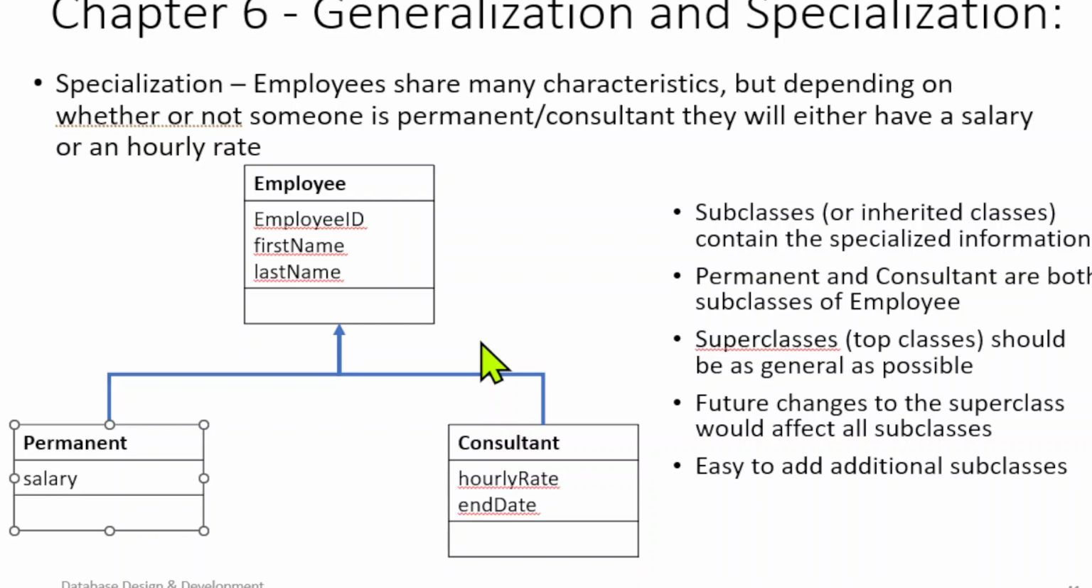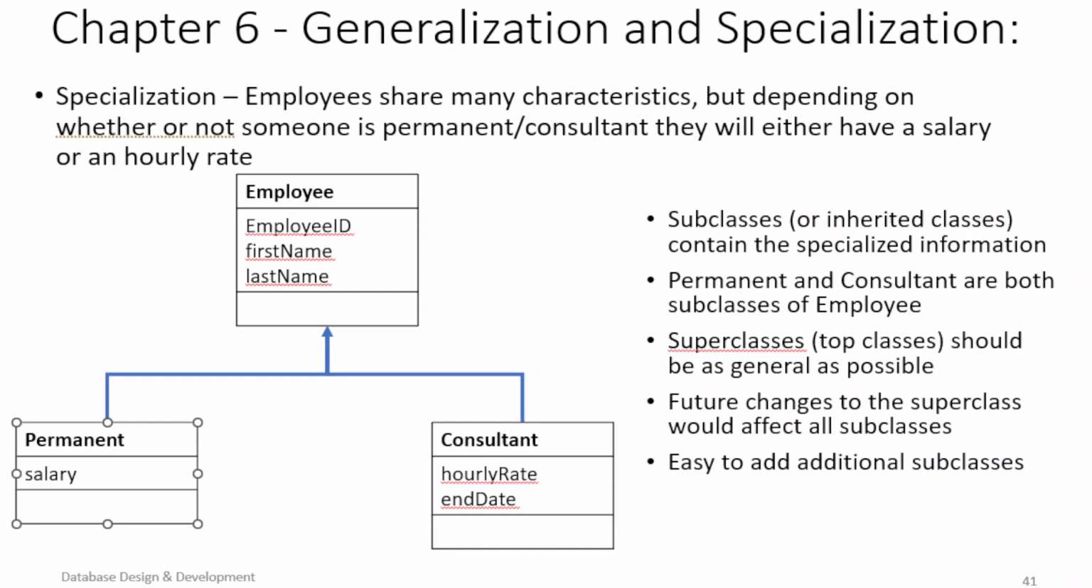So what we've created now is the idea of subclasses. And these are inherited classes. They contain specialized information that's inherited from a superclass. These are both subclasses now of employee. Permanent and consultant are both subclasses, and employee is your superclass.